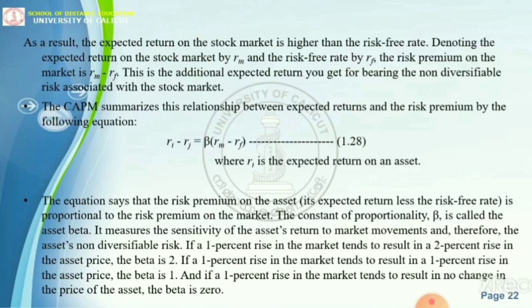If a 1% rise in the market tends to result in a 2% rise in the asset price, the beta is 2. If a 1% rise in the market tends to result in a 1% rise in the asset price, the beta is 1. And if a 1% rise in the market tends to result in no change in the price of the asset, the beta is 0. So the value of beta will be 1, 2 or 0.